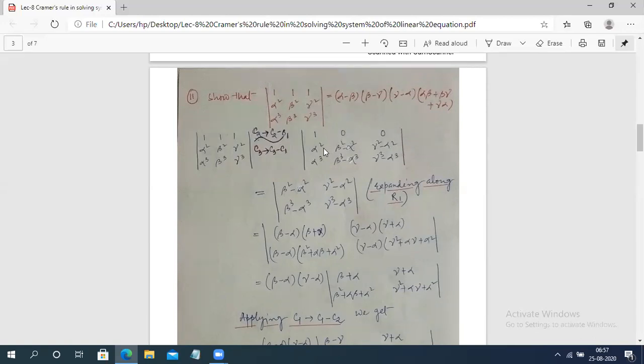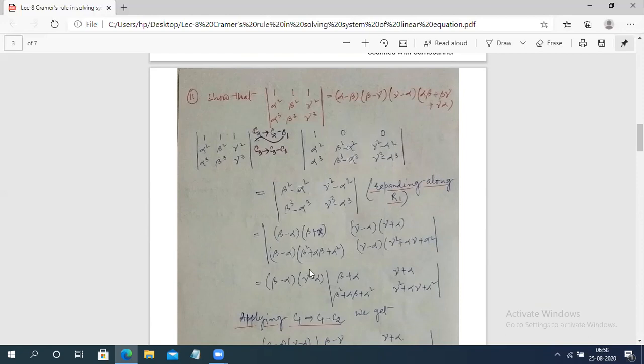Next, when you expand this along the first row, because there are two zeros in the first row, after expanding along the first row, we'll have the determinant value of the remaining submatrix, that is beta square minus alpha square, beta cube minus alpha cube, and gamma square minus alpha square, gamma cube minus alpha cube. So we are left with this determinant value after expanding along R1.